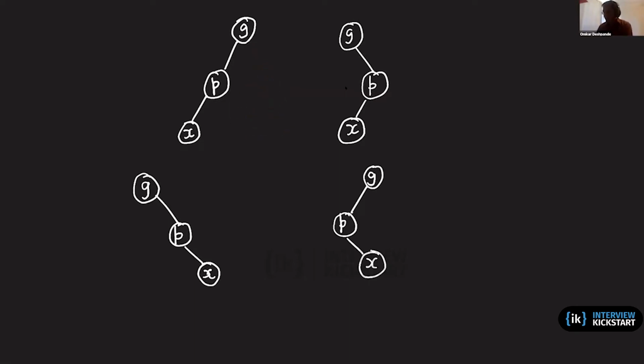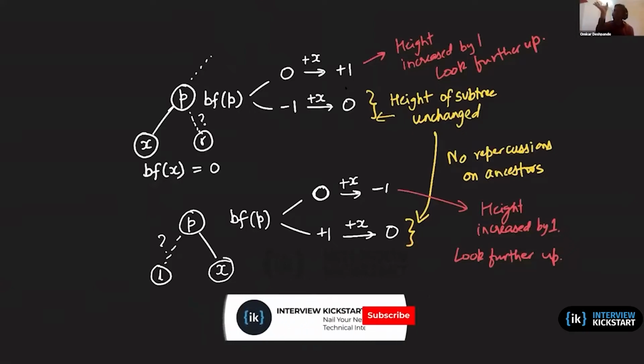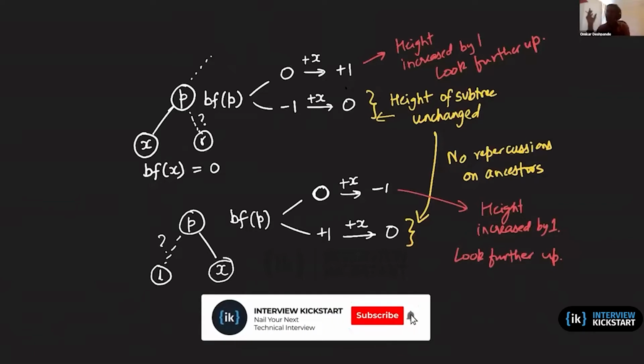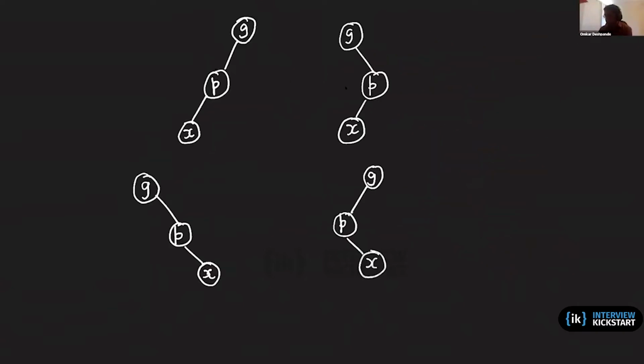It's similar to this case where if we look up at an ancestor and we find that the balance factor after insertion has become 0, that means that ancestor was a little skewed earlier, and now adding X has made things perfectly balanced. So it has not changed the height. There won't be any further repercussions. We just stop.